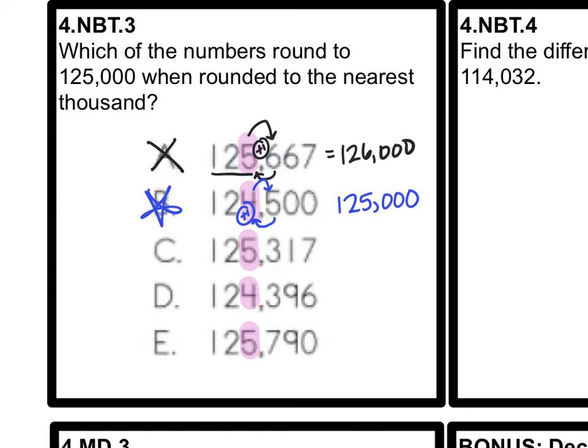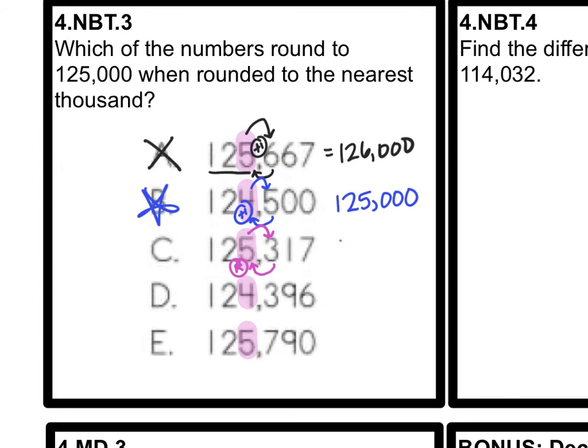In the next one, we have 125,317. The 5 is going to look to the 3 to ask it what to do. The 3 is a 4 or less, so it is going to let this 5 rest, which means it's going to stay the same. So this is going to round to 125,000 as well. So this one works for us. For the next one, the 4 is going to look to the 3 to ask it what to do. The 3 is going to tell that 4 to rest. So what's going to happen is this is going to stay 124,000, which is not what we wanted. So D is not going to work for us.